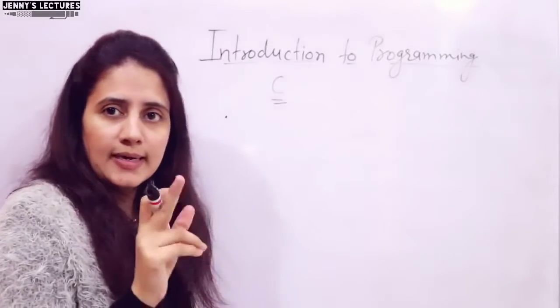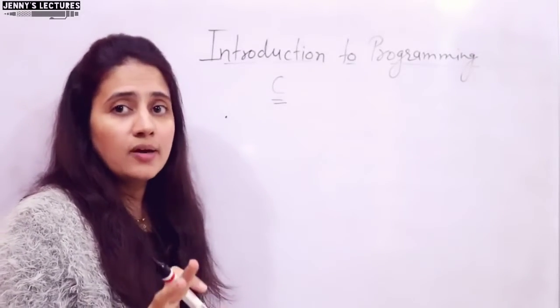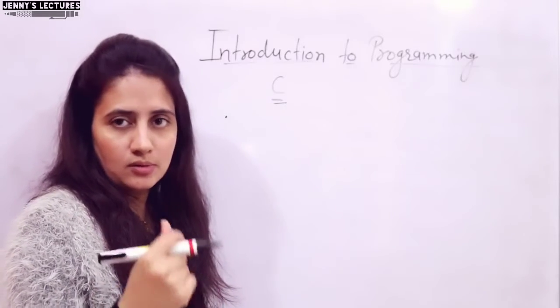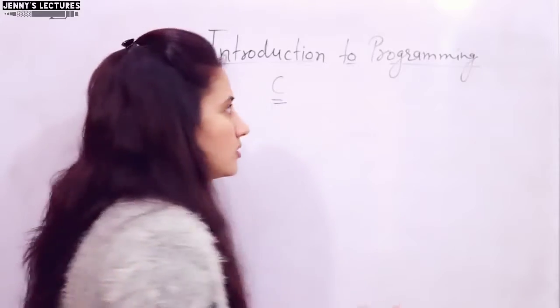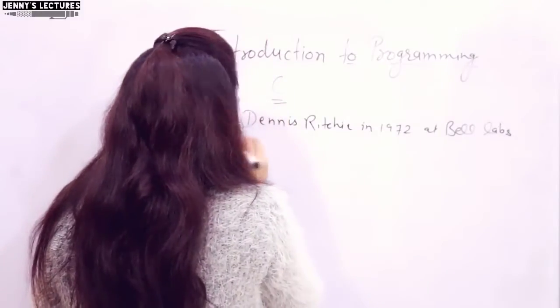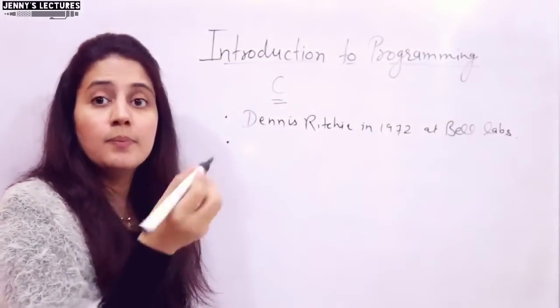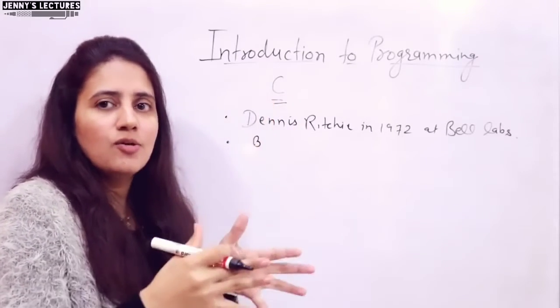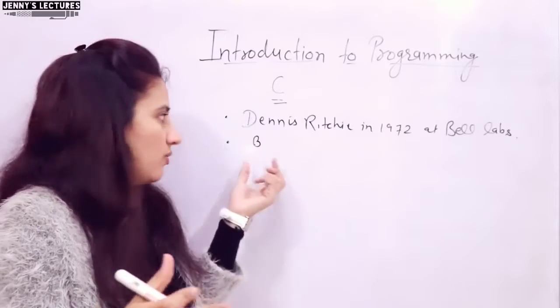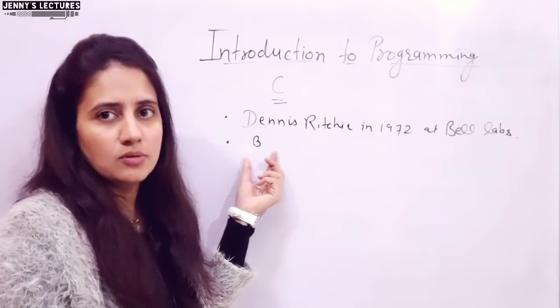See, it was developed by Dennis Ritchie in 1972 at Bell Laboratories. The headquarters of these Bell Labs are where? In New Jersey, US, right? And before C, another language was developed, the B language. So you can say C is the successor of the B language. It was developed by Ken Thompson, right?